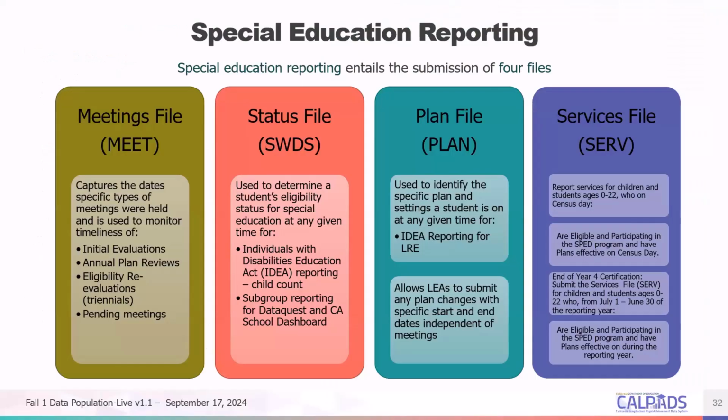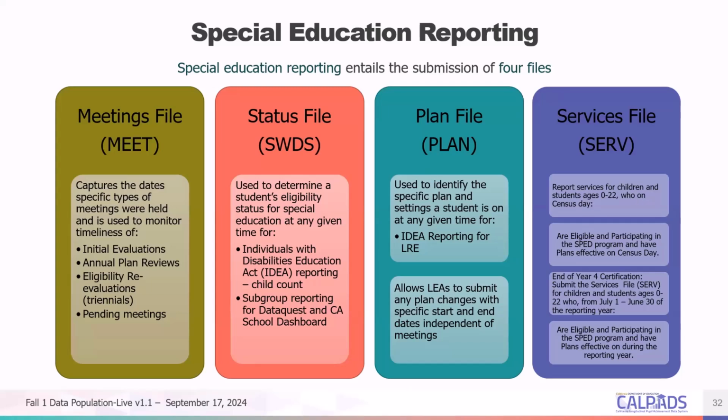So here's a little bit more detail on each of those file types. The meetings file is intended to capture the dates that specific types of statutory meetings were held, and these meetings include initial evaluations, annual plan reviews, eligibility reevaluations, and pending meetings. And the MEET file is used to monitor the timeliness of these meetings.